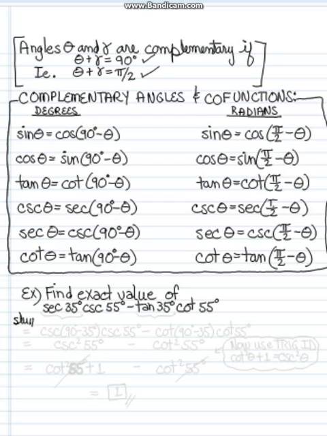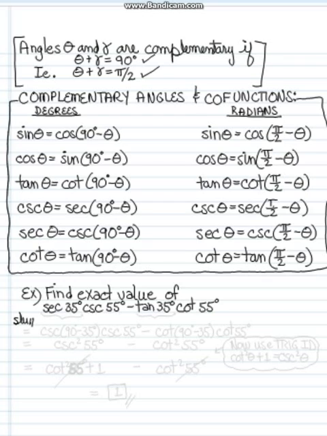Two angles, theta and gamma, are complementary if their sum is equal to 90 degrees. Now, I can restate that in terms of radians. Two angles, theta and gamma, are complementary if their sum, theta plus gamma, equals pi over 2 radians. I can say it that way because 90 degrees and pi over 2 are the same measure.